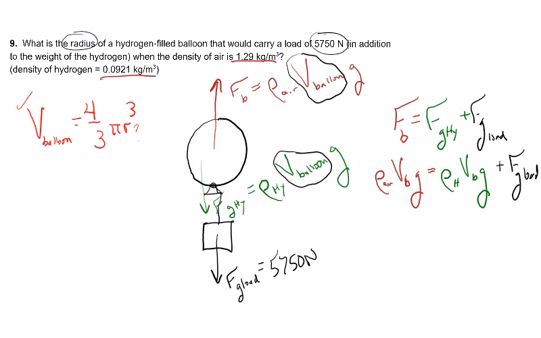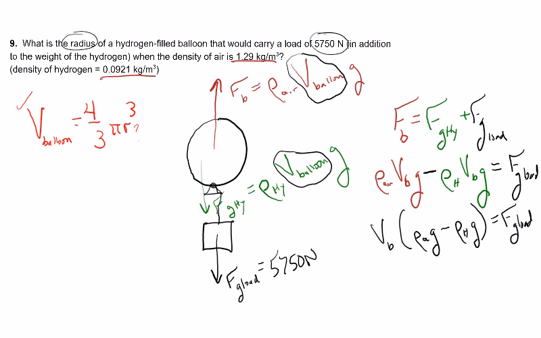So I want that volume of the balloon. What I'm going to do is subtract it over to the other side. So I'm going to change this equation. I'm just going to use the power of my little board here. I'm going to erase this, and erase this, and turn this into a subtraction, because I subtracted it over and now it equals this. Then I can factor out the volume of the balloon. So I have the volume of the balloon times the density of air times gravity minus the density of hydrogen times gravity, and that should equal this 5750.